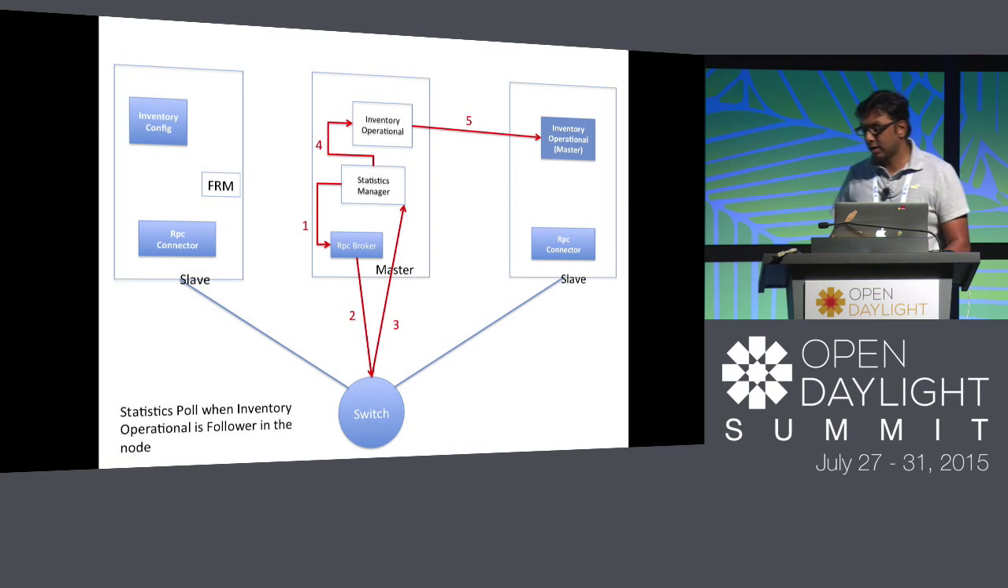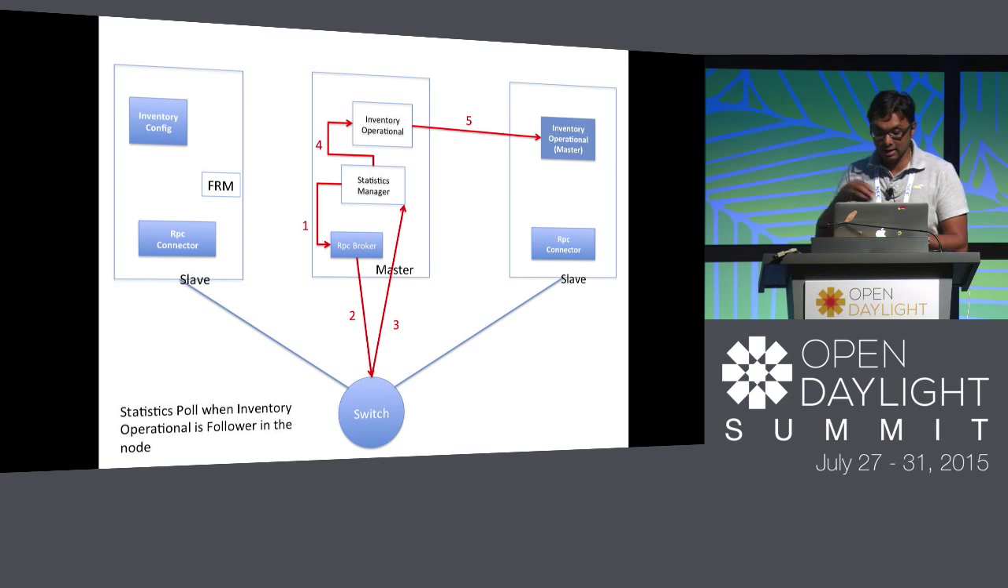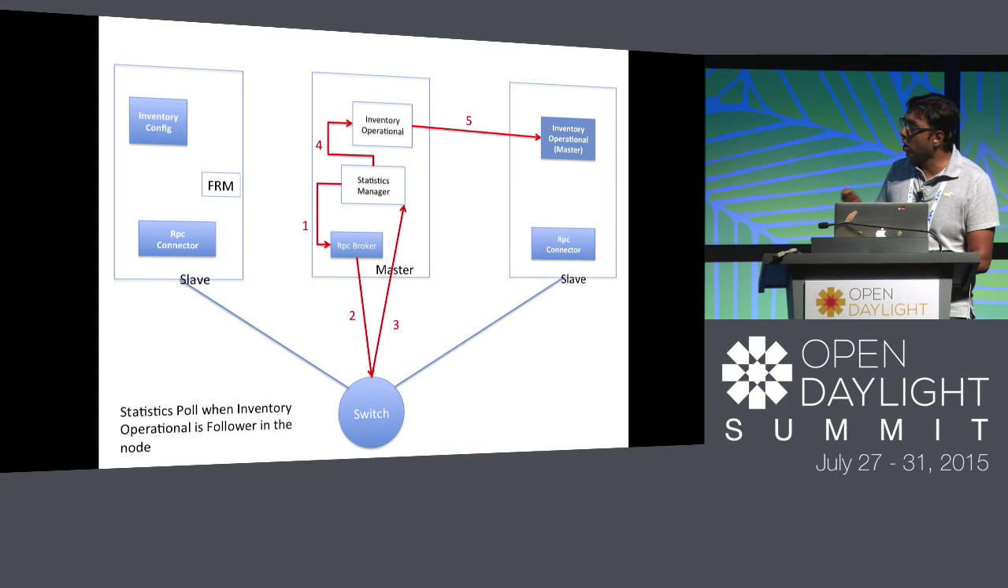irrespective of whether we are using the lithium design of OpenFlow plugin or the helium design of OpenFlow plugin, the statistics manager tries to put the stats collected into the operational store. But in the lithium design, since it is ingrained within the plugin itself, we have the privilege to know whether this plugin is acting in the master node or the slave node for a particular switch. So we can have some knobs in the stats manager to control it better.